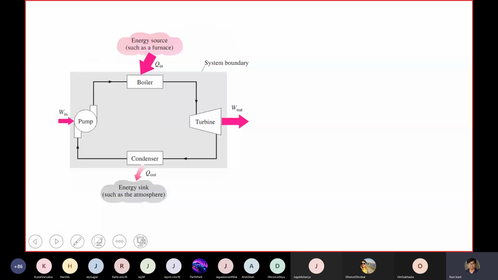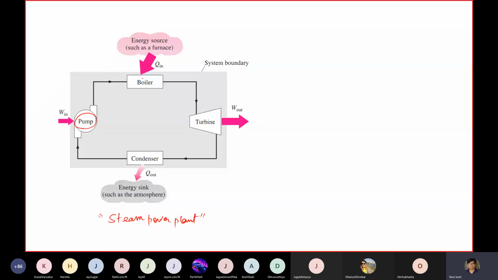This is a particular steam power plant thermodynamic cycle that you are looking at here. It constitutes a pump, a boiler.